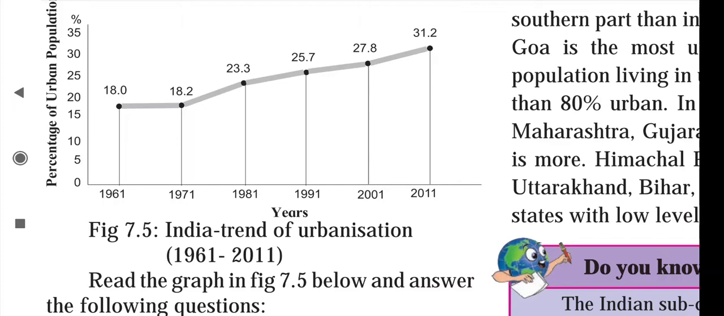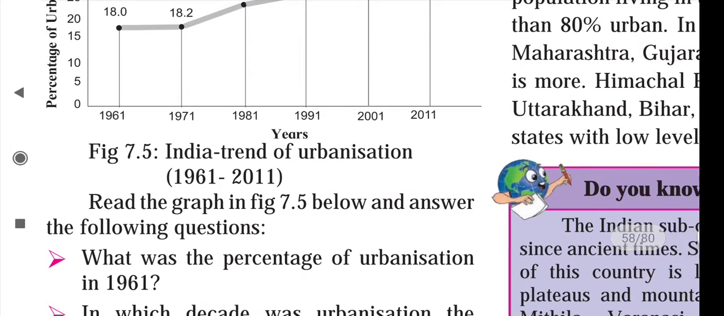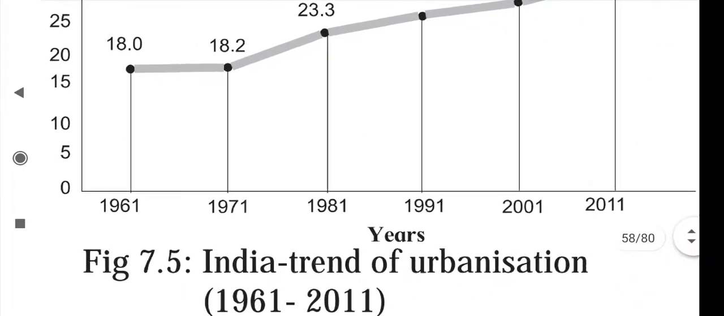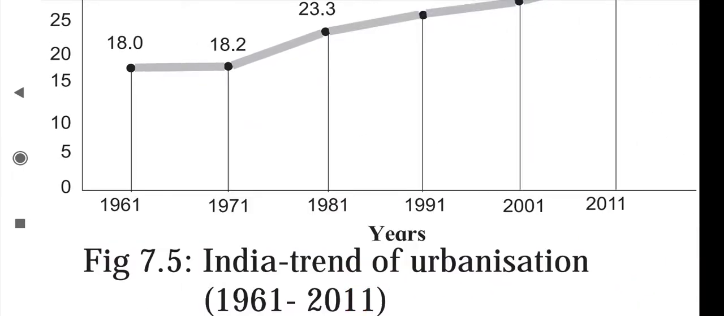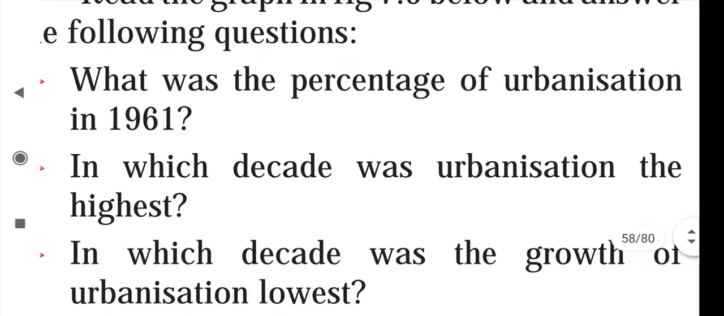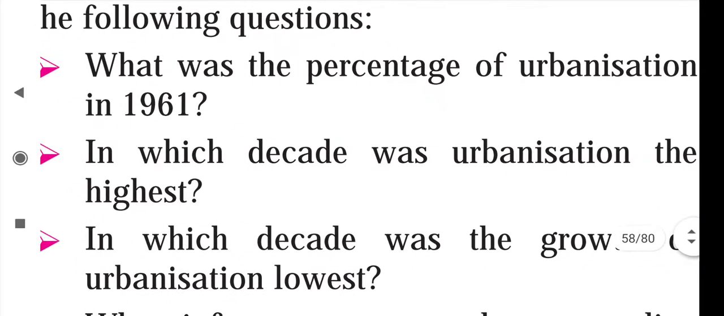So students, read the graph in figure 7.5 and answer the following questions. What is the first question? What was the percentage of urbanization in 1961? In 1961, you can see 18.0. So that is the percentage of urbanization. Second question: in which decade was urbanization the highest?